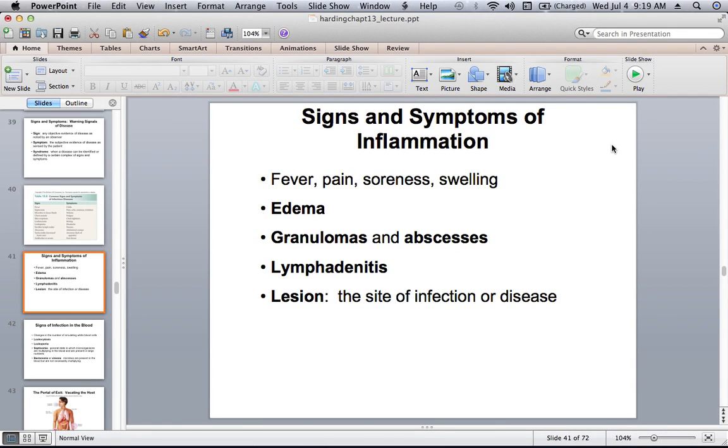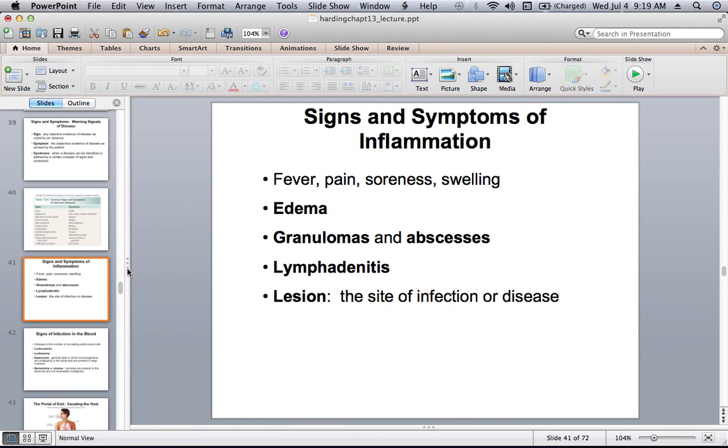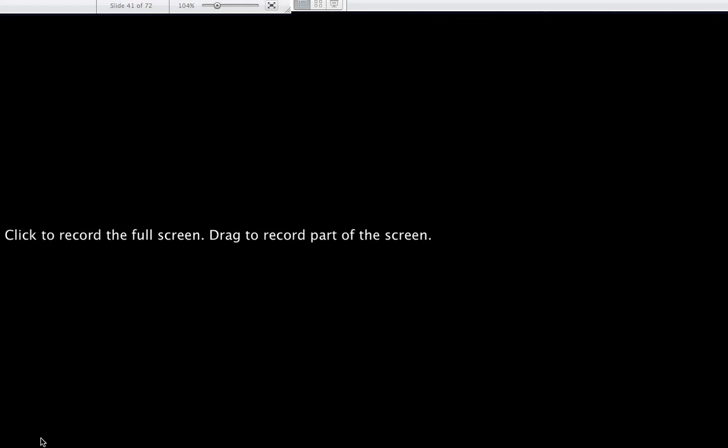Alright guys, so we'll continue on where I left off. Sorry about the breakup, having more technical issues. So we'll continue on with signs and symptoms and how they present in different parts of the body and so forth.